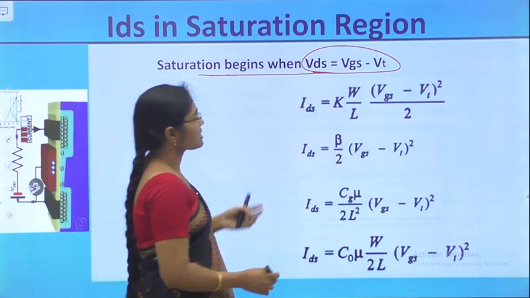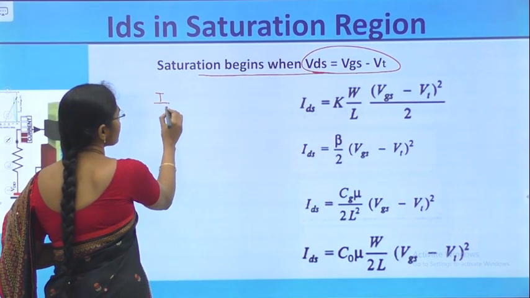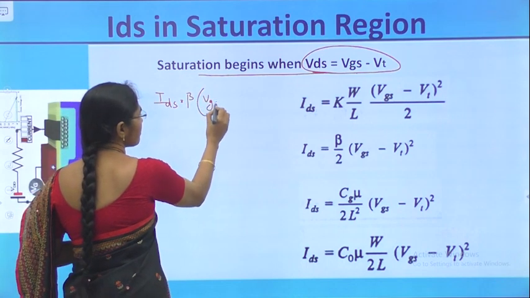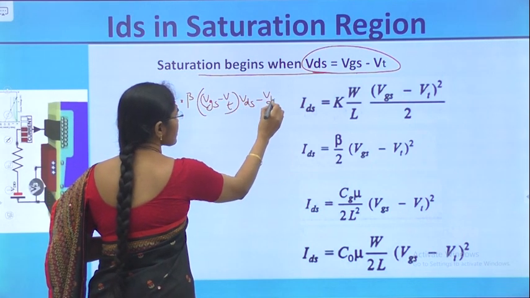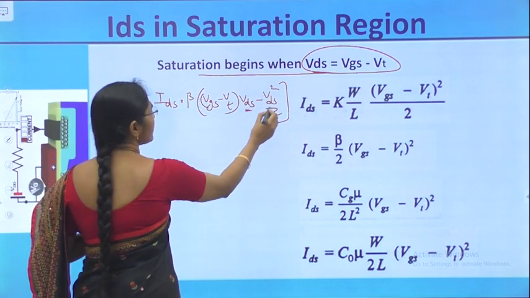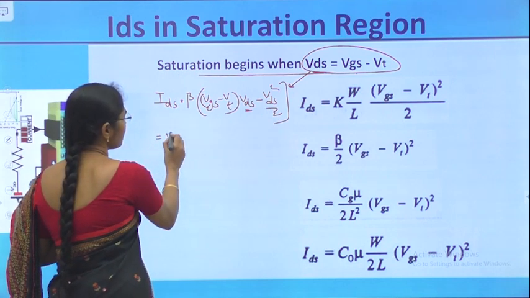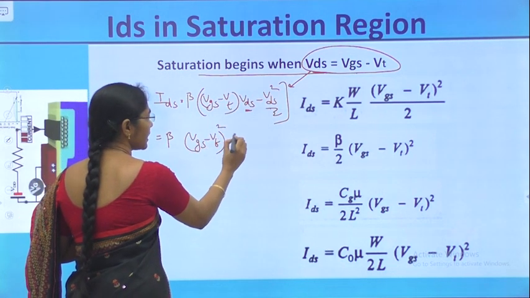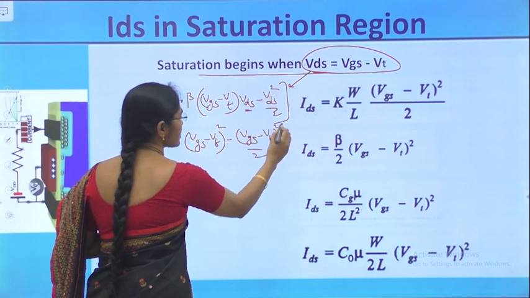If I substitute Vds equal to Vgs minus Vt, what is the equation of the non-sat region? IDS is equal to beta into (Vgs minus Vt) into Vds minus Vds square by 2. This is the non-sat region current equation. Now substitute Vds equal to Vgs minus Vt in this. So this is equal to beta into (Vgs minus Vt) whole square minus (Vgs minus Vt) whole square by 2. This is the resultant one.